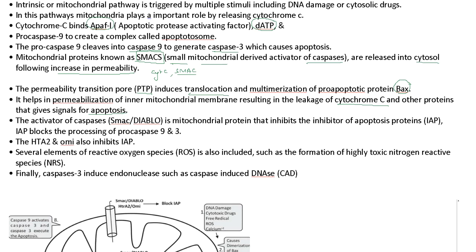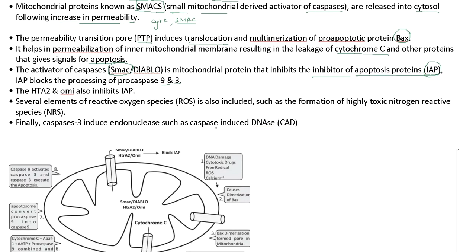And this SMAC, small mitochondrial activating caspases, is a mitochondrial protein, and it inhibits the inhibitor of apoptosis protein, which is IAP. So SMAC and others are inhibiting the inhibitors of apoptosis. What is the inhibitor doing? The inhibitor is blocking procaspase 9 and 3. Another one is HTRA2 and OMI. They also inhibit IAP. So IAP is inhibited by SMAC, Diablo, HTRA2, OMI. All are inhibiting IAP.